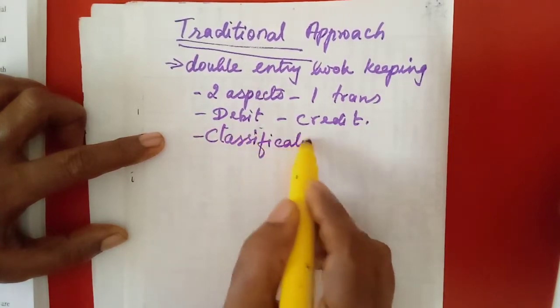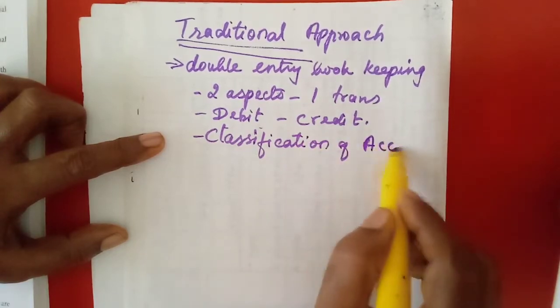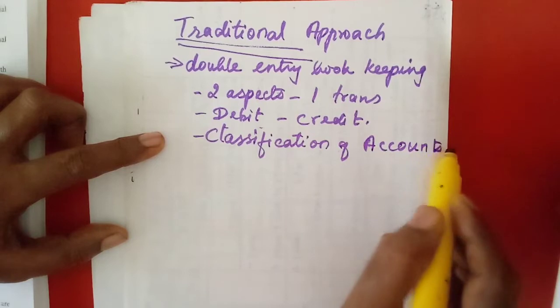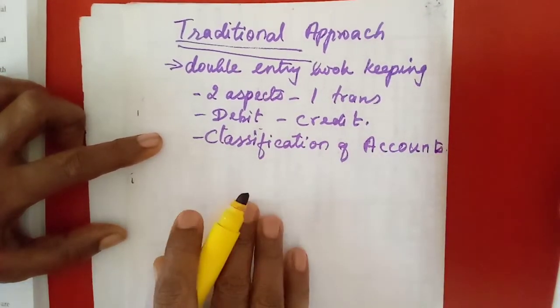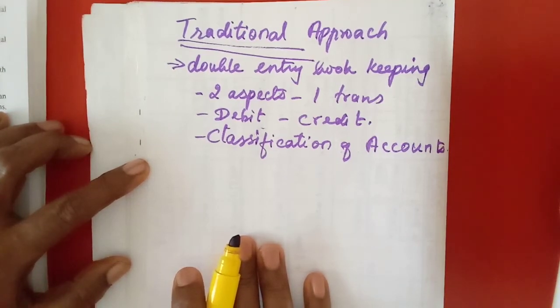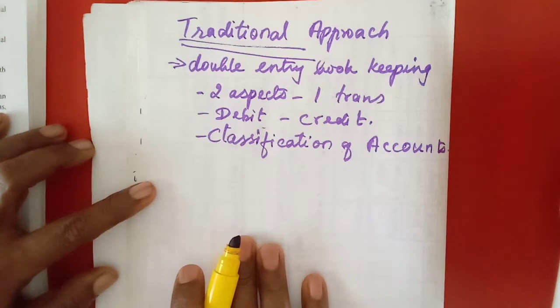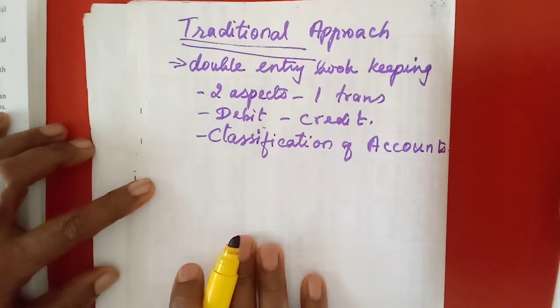There we learned in the accounting equation approach that there are mainly three accounts, isn't it? First one, the accounting equation is equal to what? Assets is equal to liabilities plus capital. Then income and expenditure also affect this capital. So totally five accounts we learned in the accounting equation approach, isn't it?